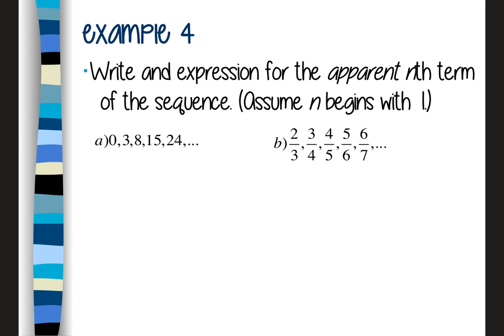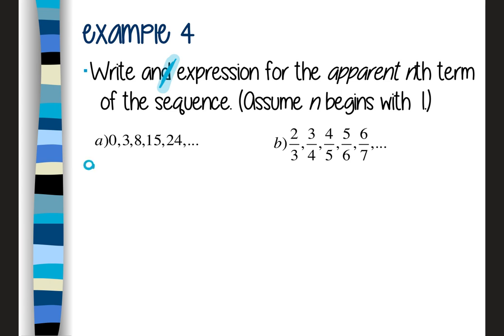All right, so this one says write an expression for the apparent nth term of the sequence. This basically means come up with an equation or an expression that would give you these as the results. So if I look at 0, 3, 8, 15, 24, I'm not saying find something that gets from 0 to 3 and 3 to 8 and 8 to 15. So you're not thinking that way.